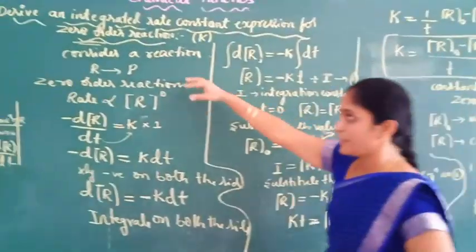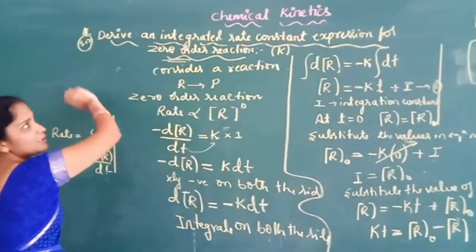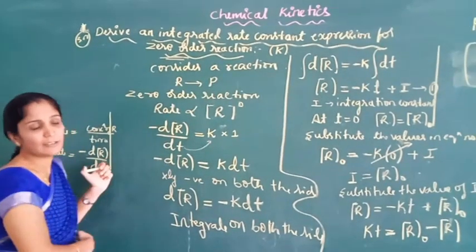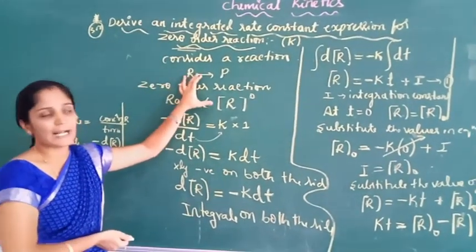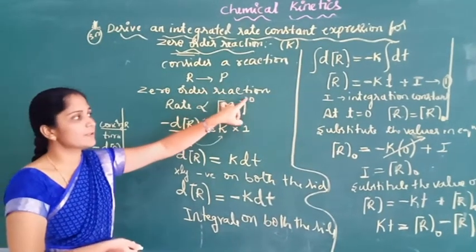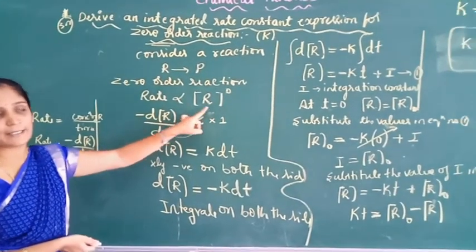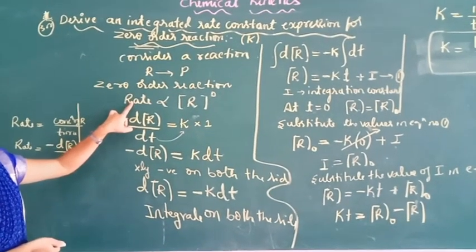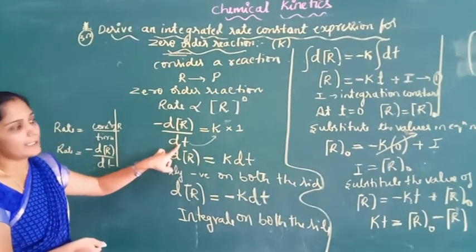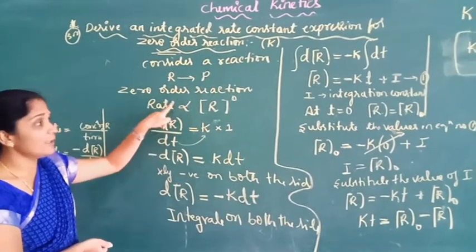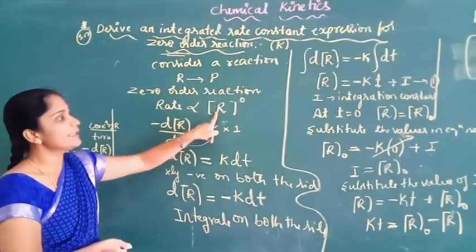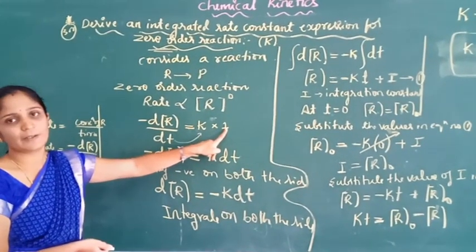So this is a very important derivation: derive an integrated rate constant expression for zero order reaction. First consider a reaction R gives rise to P. For a zero order reaction, rate is directly proportional to the zeroth power of the molar concentration of the reactant. So we know the rate of a reaction with respect to reactant is the decrease in the concentration of reactant divided by time taken, that is equal to, after removing the proportionality, a constant k into anything to the power of 0, which is 1.